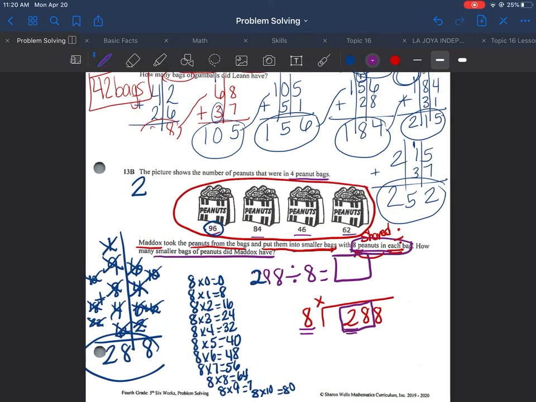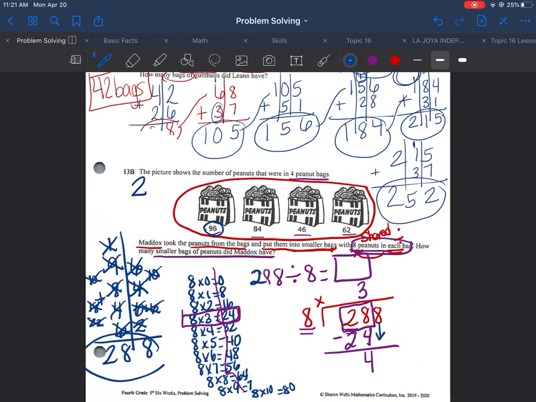So now we have 28. 8 times what gives me 28? Well, I'm going to look at my products, and I do not have 28, but I have 24. Remember, we cannot use 32 because that one's bigger, but we can use the one before, which will be the 24. So I'm going to use this basic fact. So I'm going to say 8 times 3 equals 24. Now we're going to subtract 28 minus 24.